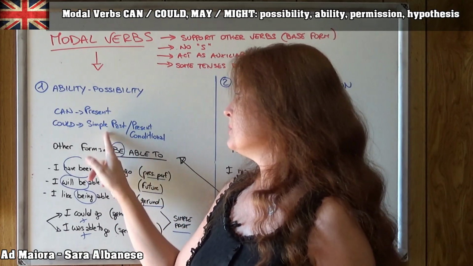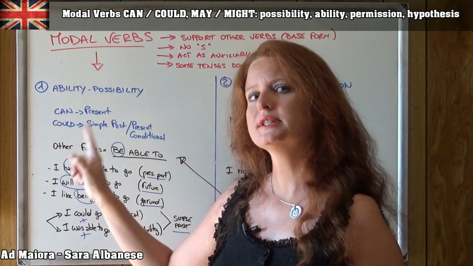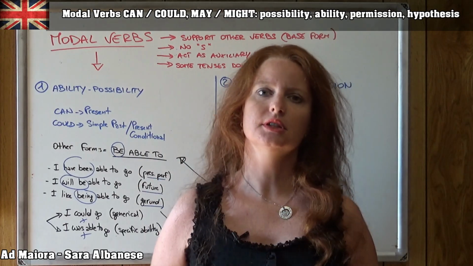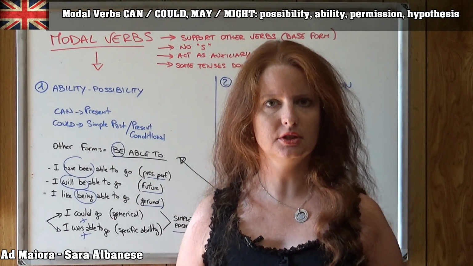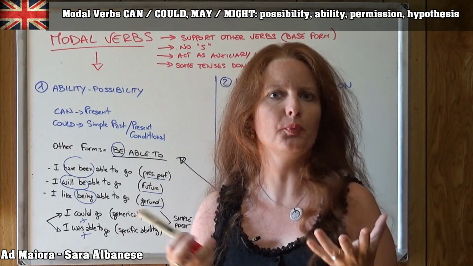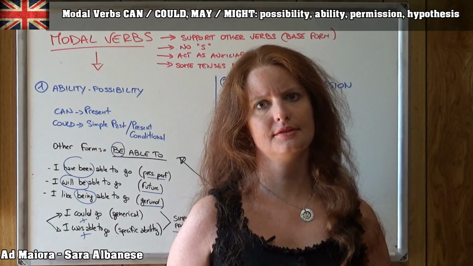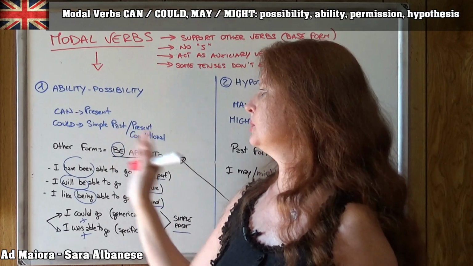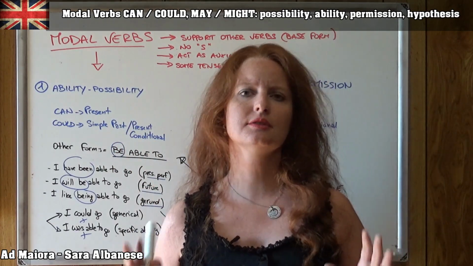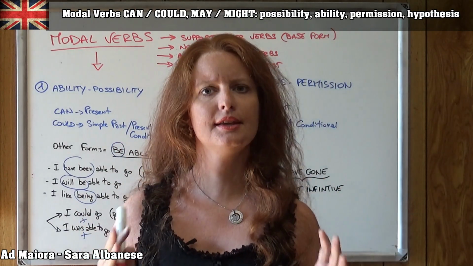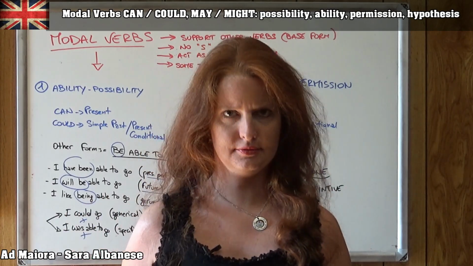Then could translates also the present conditional, okay, so both forms. So, at the end of the day, we have just three possible tenses, okay, present, simple past and present conditional. These are the only tenses I can translate with the verb can, okay.